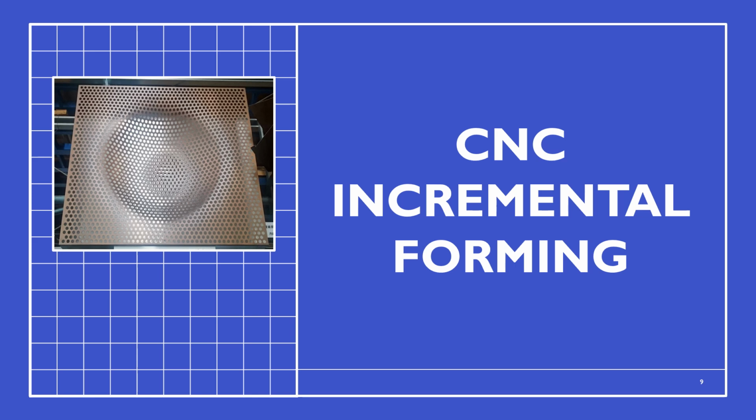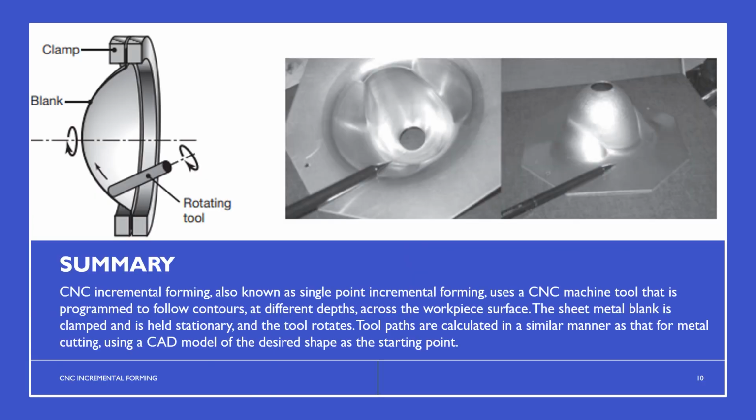The next topic I will cover is CNC incremental forming. Incremental forming is a term applied to a class of processes that form a material in small increments. CNC incremental forming, also known as single point incremental forming, uses a CNC machine tool that is programmed to follow contours at different depths across the workpiece surface. The sheet metal blank is clamped and held stationary as the tool rotates. Tool paths are calculated in a similar manner as that for metal cutting, using a CAD model for the desired shape as the starting point.